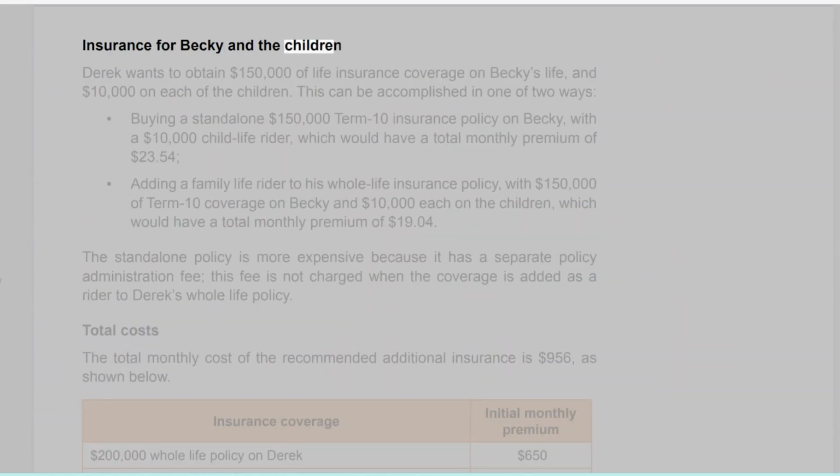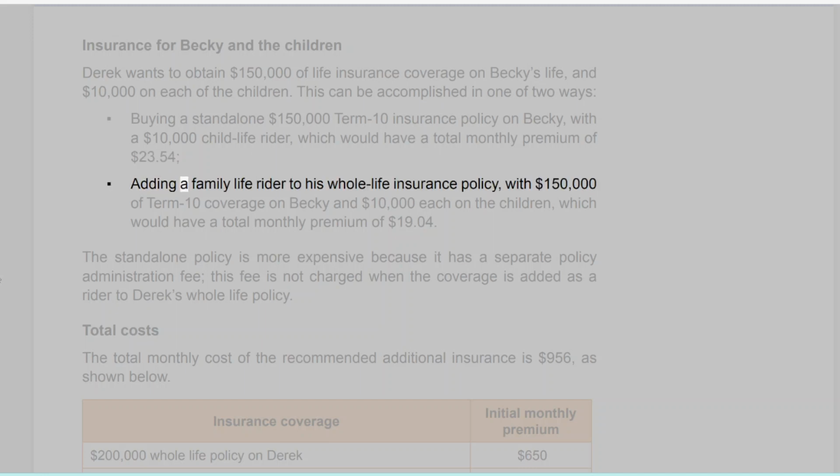Insurance for Becky and the children. Derek wants to obtain $150,000 of life insurance coverage on Becky's life, and $10,000 on each of the children. This can be accomplished in one of two ways. Buying a standalone $150,000 term 10 insurance policy on Becky, with a $10,000 child life rider, which would have a total monthly premium of $23.54.